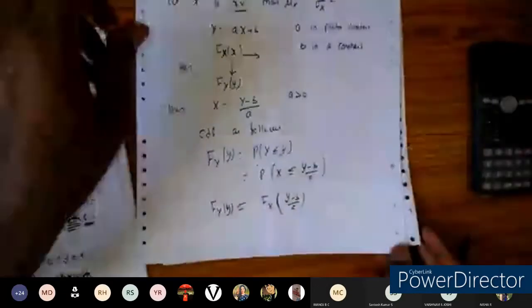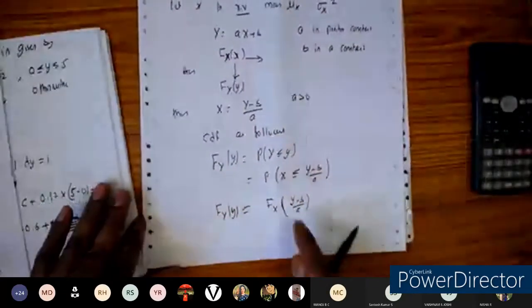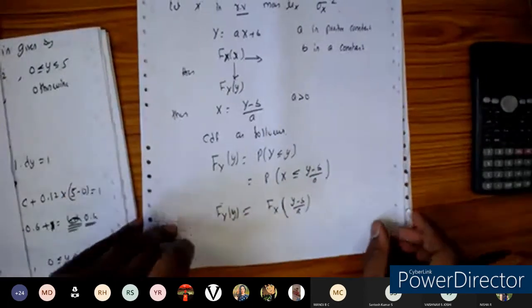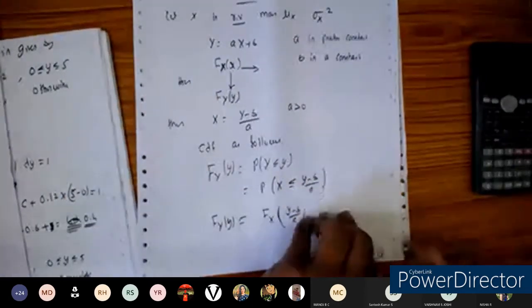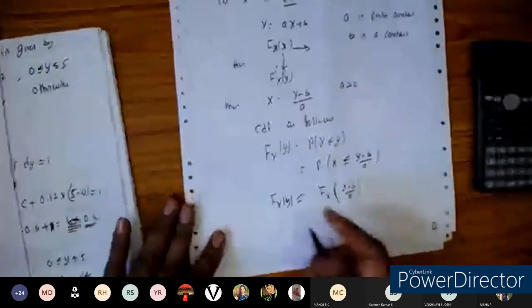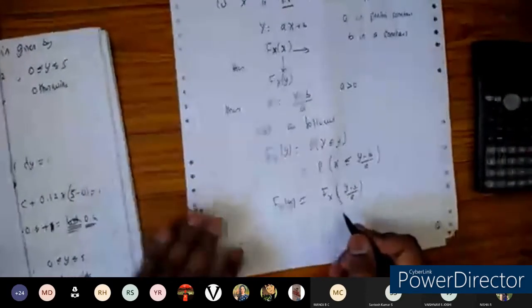Now we need to find the PDF from this one here. You know that the PDF can be obtained by differentiating the CDF here. So let us do that. This concept is based on the conservation of probabilities.